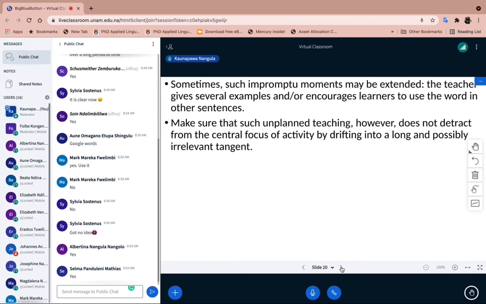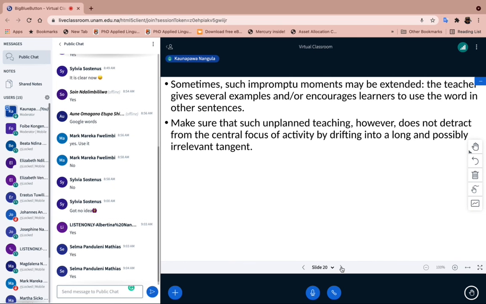But at the same time, be cognizant of your objective for the class. Don't go far away from the objective of your lesson. Is that clear? Yes or no? Anyone? Always know the purpose of your lesson. Don't go far off from your lesson plan.